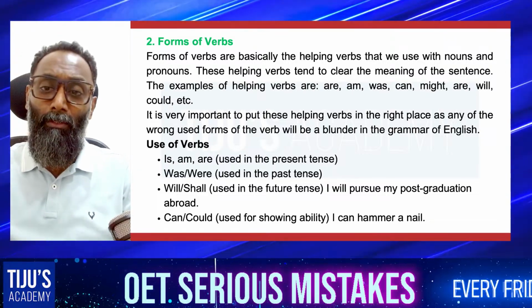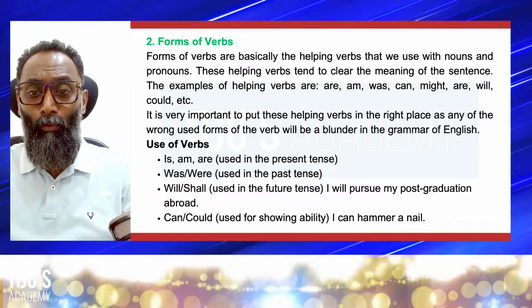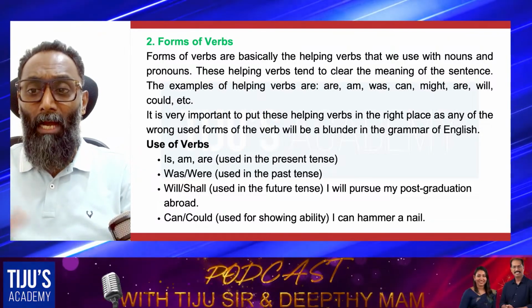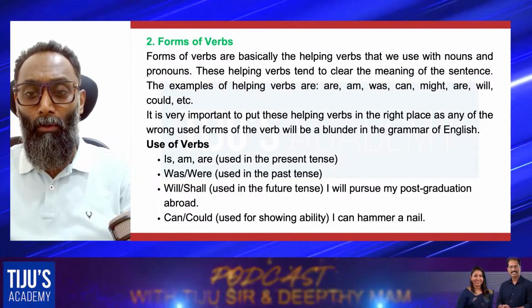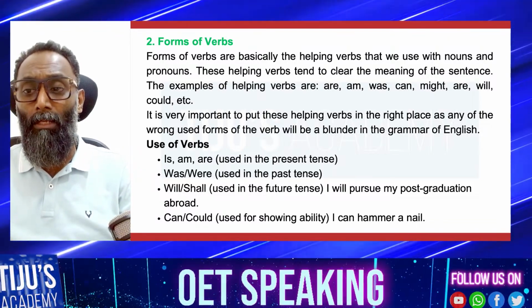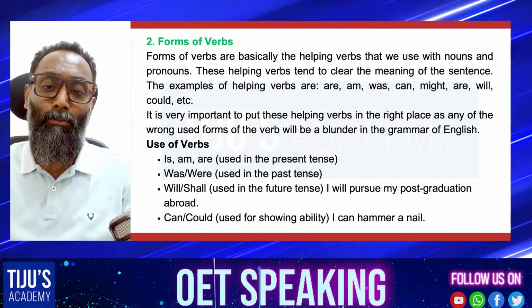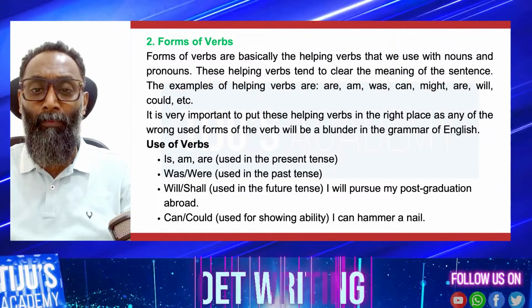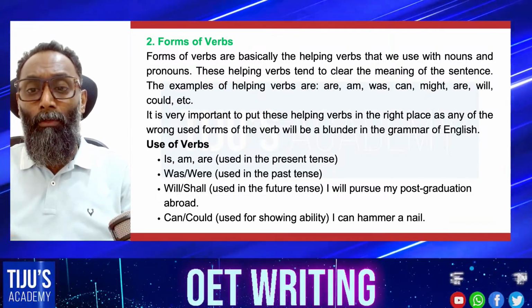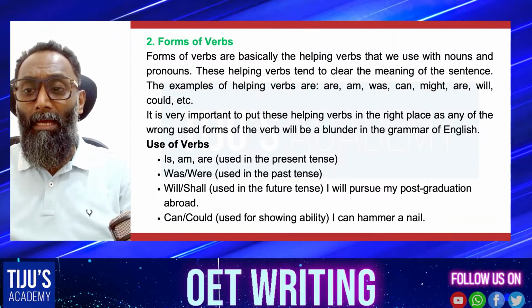Will and shall can be used in the future tense. These will and shall are used here in the future tense. For example, I will pursue my post graduation abroad, or I'm planning to pursue my post graduation from Germany or wherever. So that's going to happen in the future. So will and shall are for the future. Can and could are used for showing ability. I can hammer a nail.